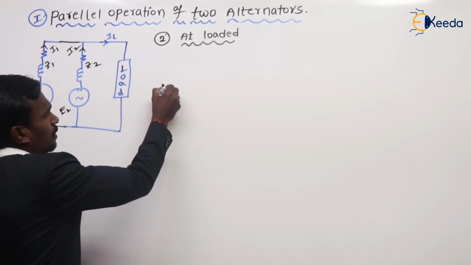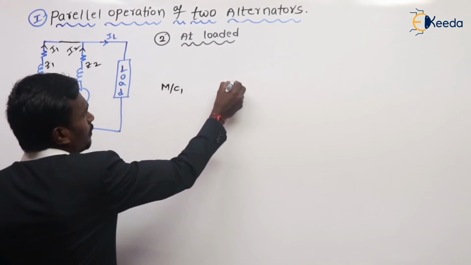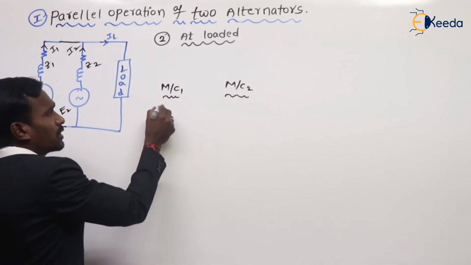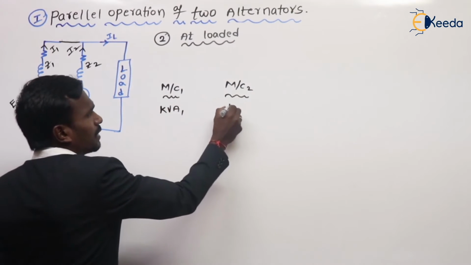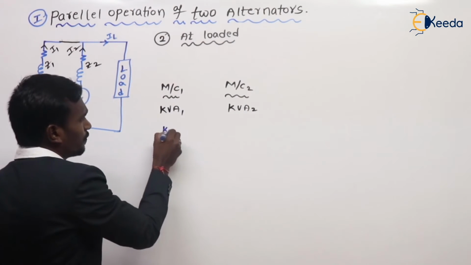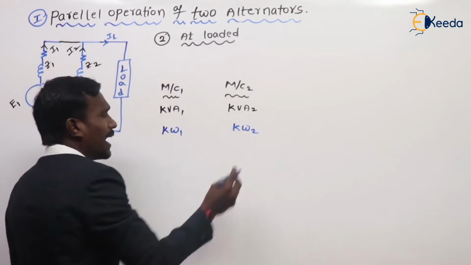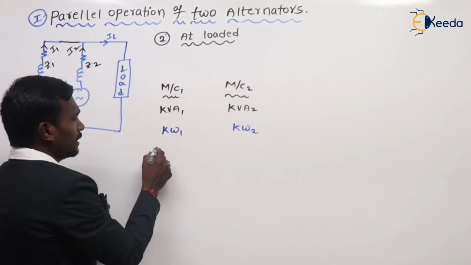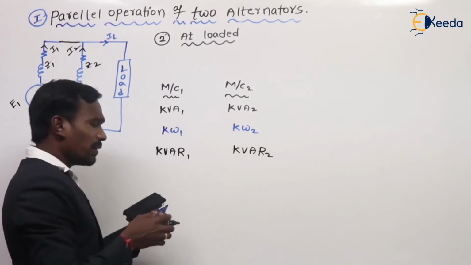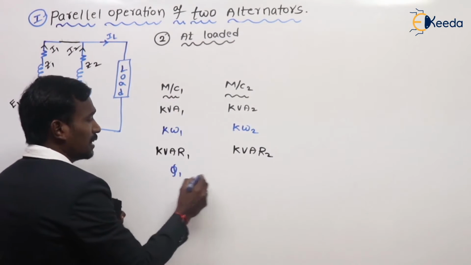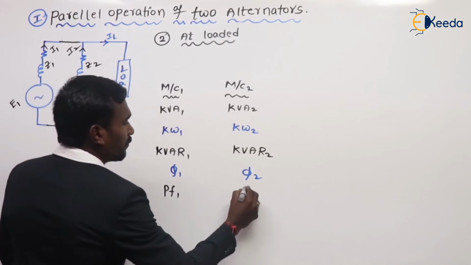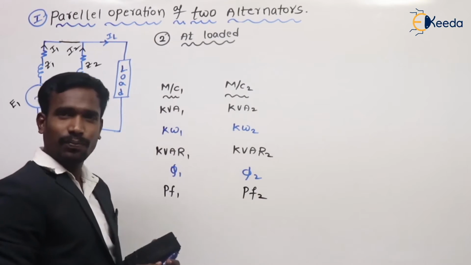For example, machine 1 and machine 2. These two are operating in parallel, which the KVA rating and whose the KW rating and reactive power rating and power factor angle and power factor of machine 1, power factor of machine 2 are like this.